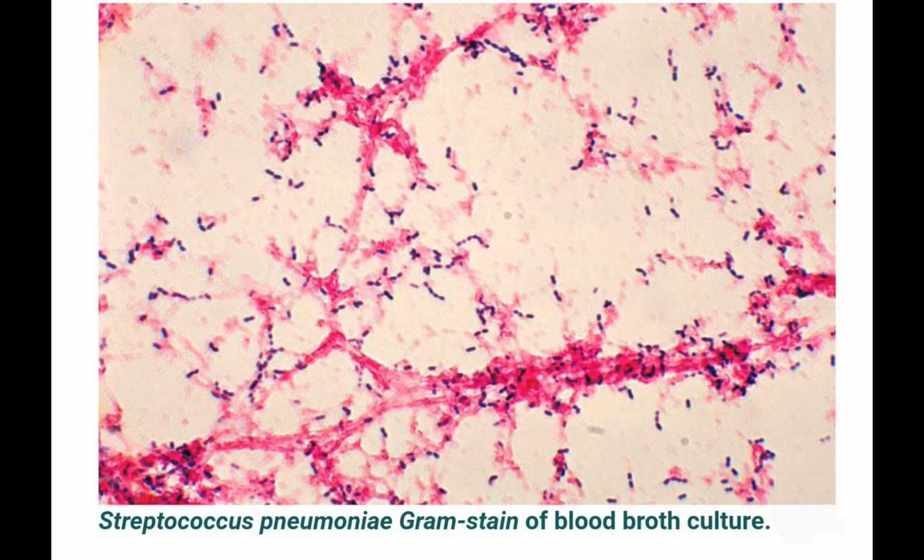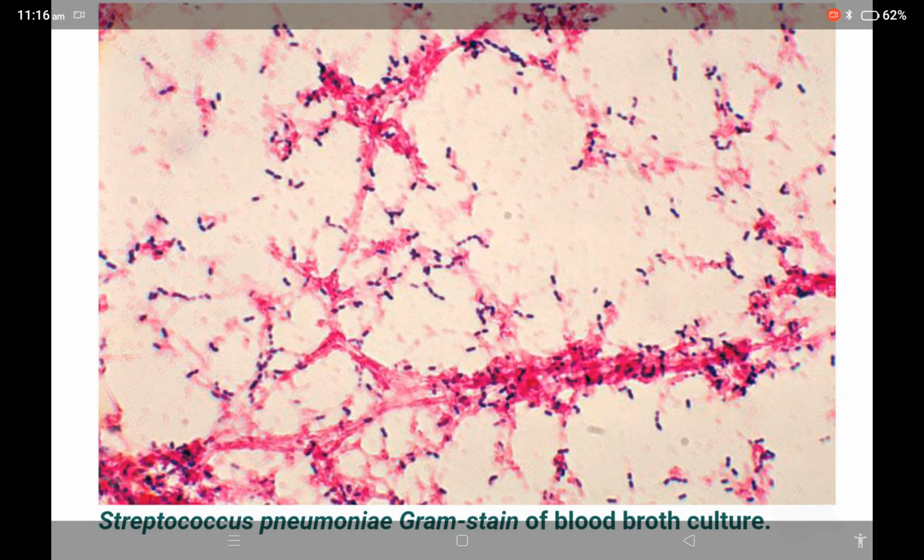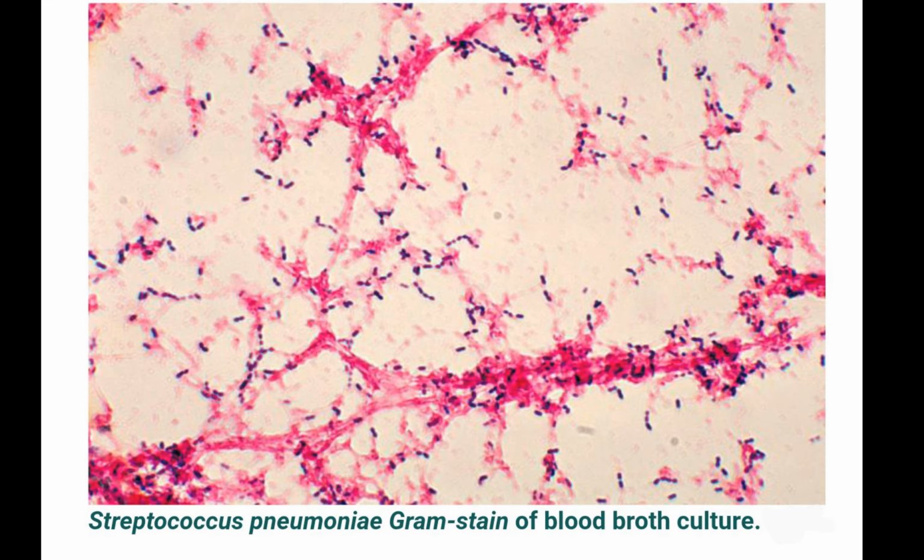Then in alpha hemolysis, we differentiate on the basis of optochin sensitivity and bile solubility. If optochin sensitivity and bile solubility are positive, then it is Streptococcus pneumoniae. Another thing is these are catalase negative and oxidase negative. Both catalase and oxidase are negative. Remember, pneumonia means no, so it is both C and O negative. Optochin and bile solubility positive.